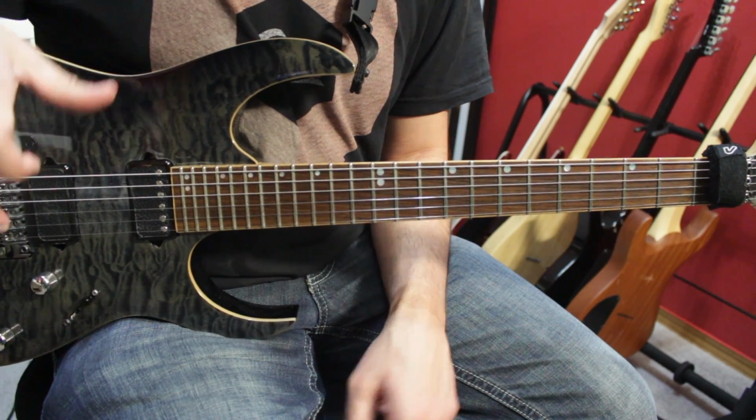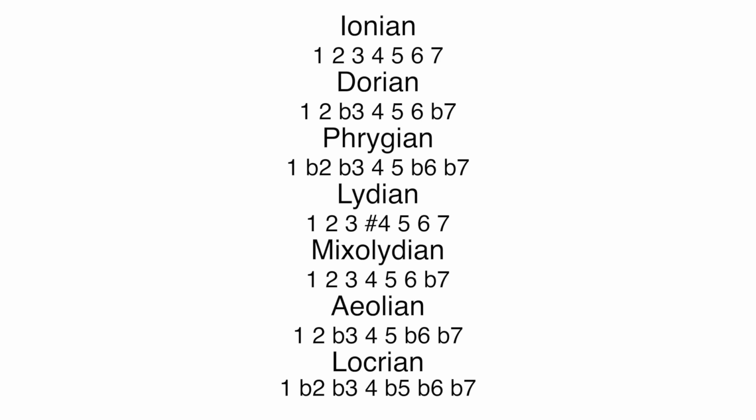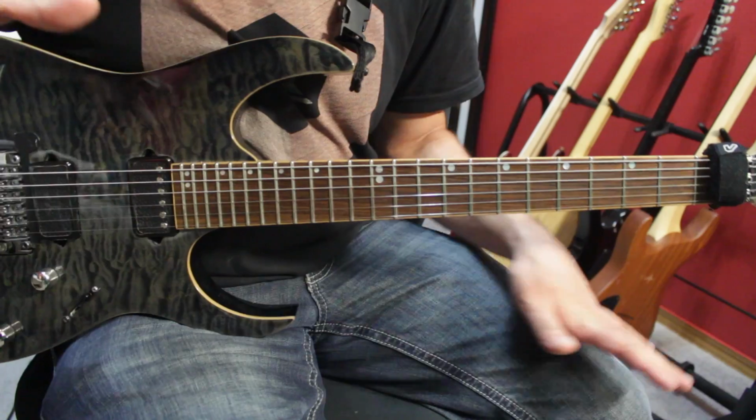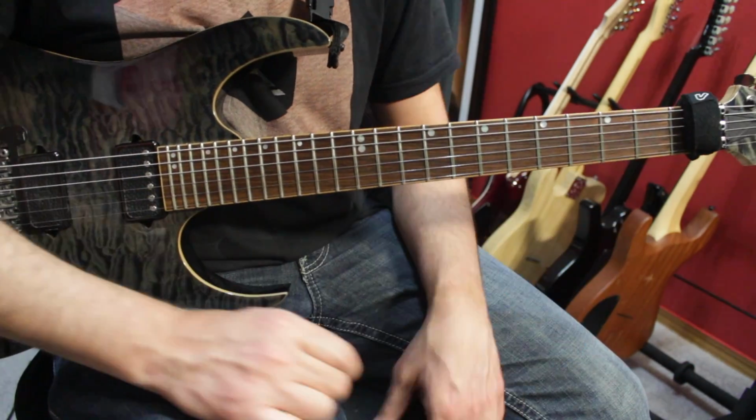So what I'm talking about here is there are two intervals that happen 6 times over the 7 modes. And those intervals are the 4th and the 5th, the perfect 4th and the perfect 5th. The other intervals, they're kind of half and half. For instance, the second, there's a major second to minor second.